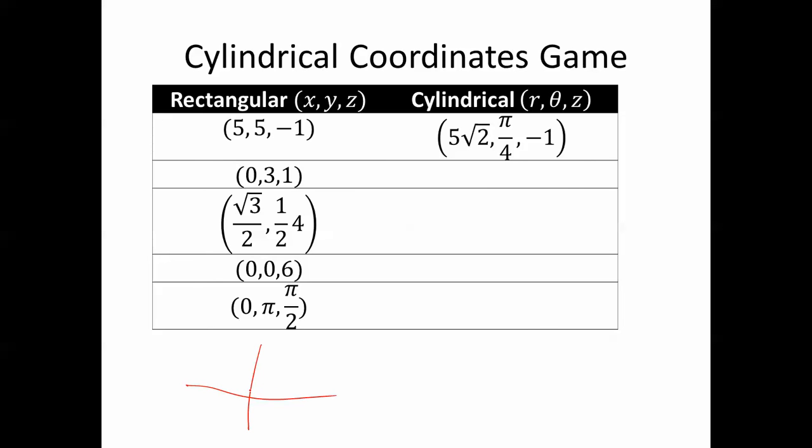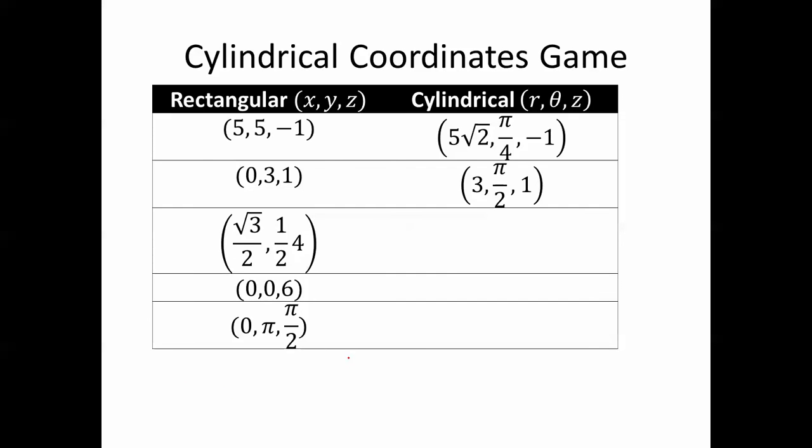Okay, so (0, 3) is going to be up here. And so (0, 3, 1): the distance r is 3, the angle is pi over 2, and z stays 1. So (3, pi over 2, 1).